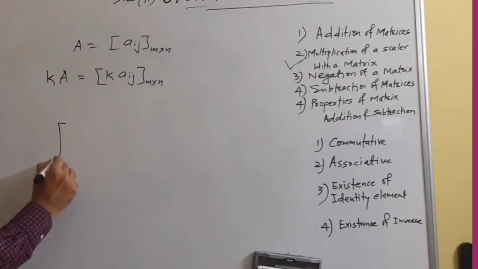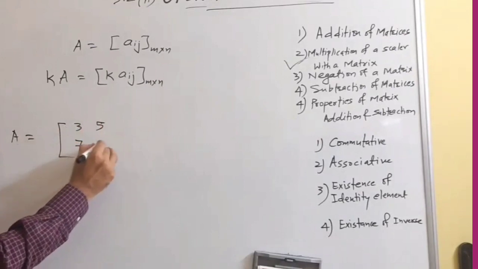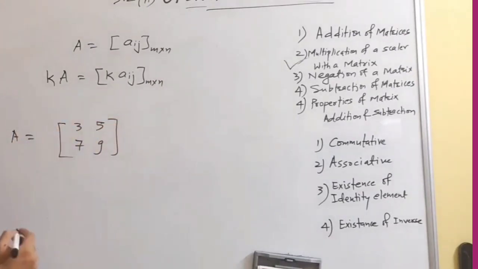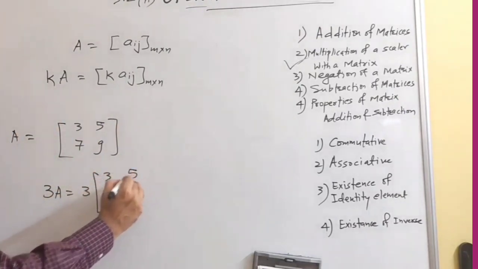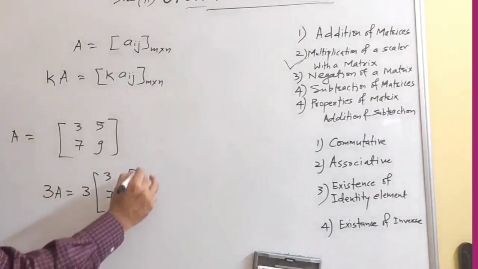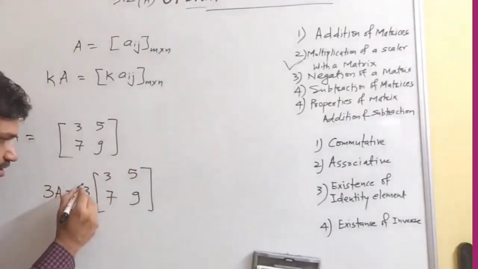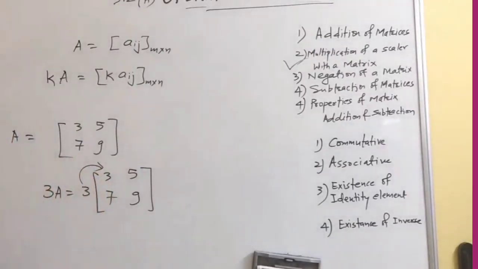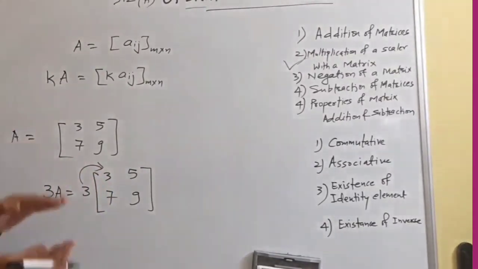Suppose I have a matrix A, this is 3, 5, 7, 9. If I need to find 3 times A, what I have to do is multiply each and every element of matrix A with this scalar. Scalar means a multiplier, a coefficient which scales the size.